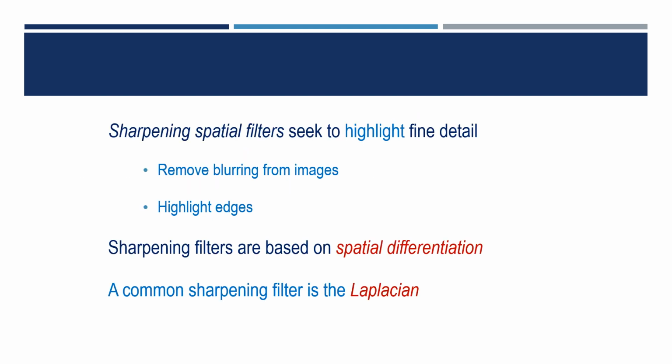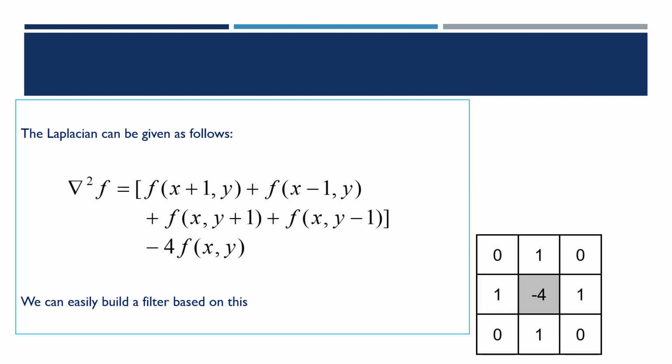A few more details on sharpening filters. They are used for removing blurring from images and for highlighting the edges. Sharpening filters are based on spatial differentiation, and one common example of a sharpening filter is the Laplacian. Here is the mask for the Laplacian filter. We have the formula for delta square f, and from that we can deduce the mask 0, 1, 0, 1, -4, 1, 0, 1, 0.